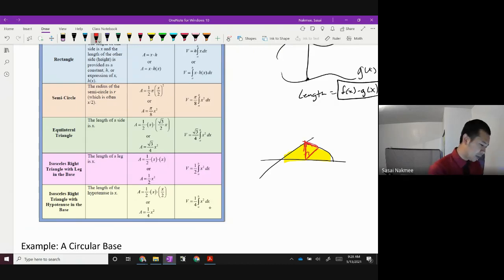So if it's an isosceles right triangle, this leg right here is equal to this leg right there, and the hypotenuse is going diagonally that way. That's what an isosceles right triangle looks like with the leg as its base.